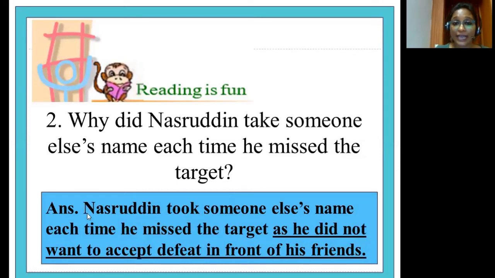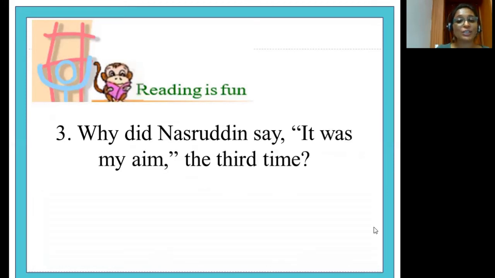The first part of the answer, which is Nasruddin took someone else's name each time he missed the target, is taken from the question itself. And the underlined portion here is the answer. Okay? So this answer is very simple, children. Now please read along with me. Nasruddin took someone else's name each time he missed the target as he did not want to accept defeat in front of his friends.